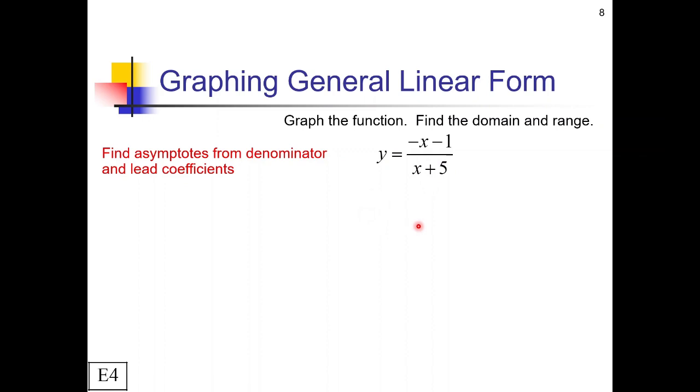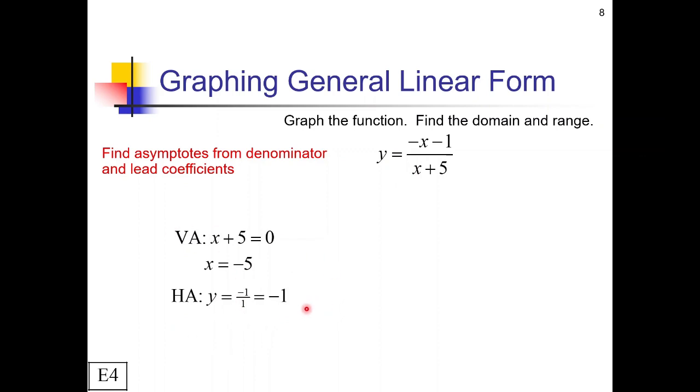So for the vertical asymptote, we have x plus 5 equaling 0 as a starting point. And then solving for x, we get x equals negative 5. So that's our vertical asymptote. For the horizontal asymptote, again, we're taking the ratio of the lead coefficients. So we've got a negative 1 for this negative x up here, and a positive 1 for the x down here. So that's negative 1 over positive 1, which we can reduce to y equals negative 1. So those are our asymptotes.